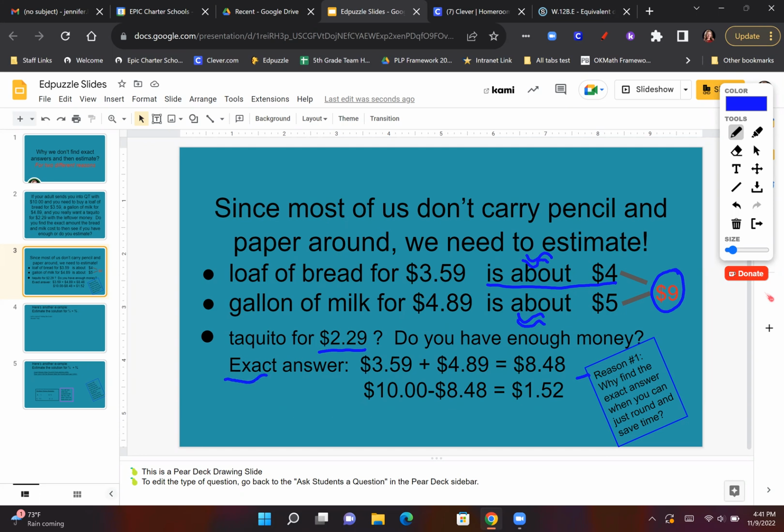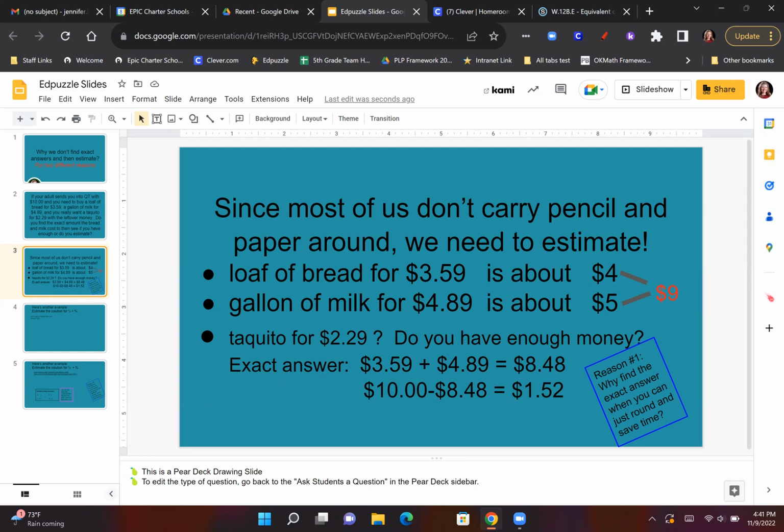Now, if I did go into finding the exact answer, I'd be adding $3.59 plus $4.89 for a total of $8.48. And of course, that involved some carrying and regrouping, that kind of thing. Then you'd have to subtract $8.48 from $10 to realize, oh, I only have $1.52 left. And that's not including taxes, right? So why would we go through all of that with regrouping if we don't have to?